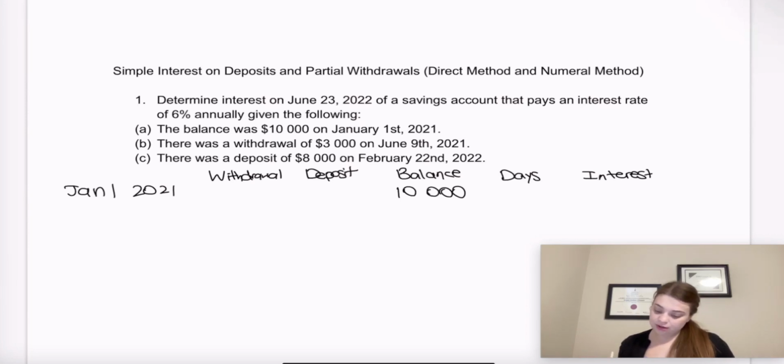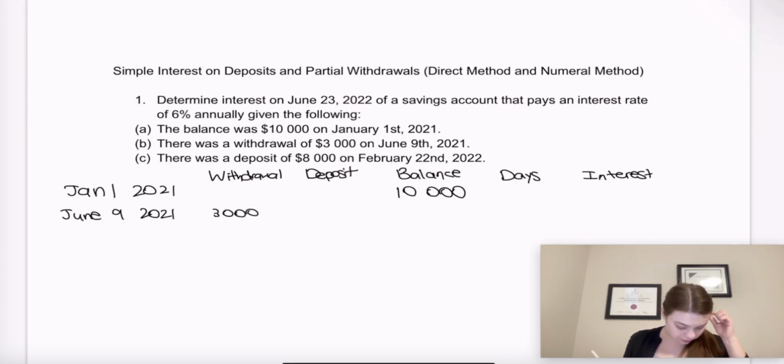Then there was a withdrawal of $3,000 on June 9th of 2021. So I'm going to write that down too. June 9th, 2021, withdrawal of $3,000 there. And so overall, the balance would be $3,000 less, so the balance would be $7,000 for the next part. Now, this is not taking into account yet the simple interest.